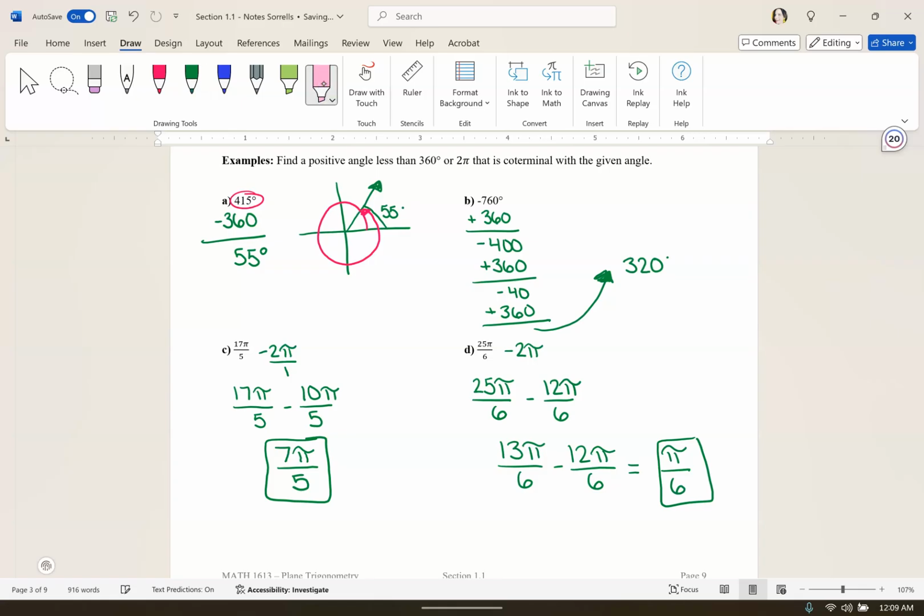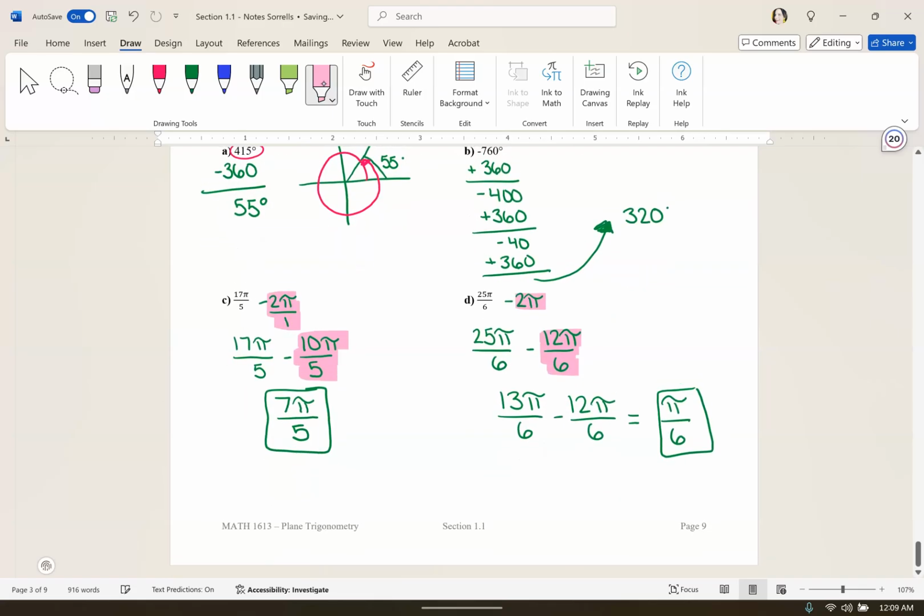So remember, when you are changing 2 pi, this is still the same thing as 2 pi. Same thing here. This is still the same exact thing as 2 pi. So you can use that as your guide to make sure that you are getting under that, okay?